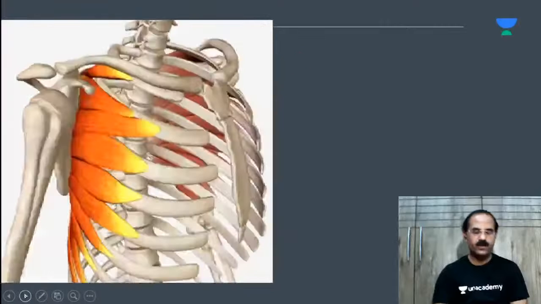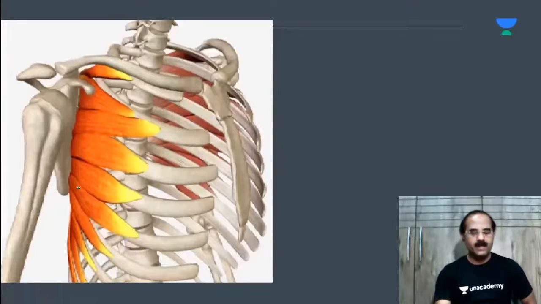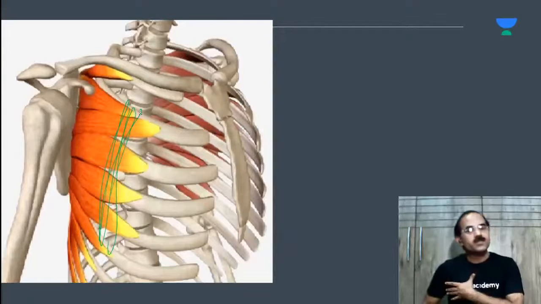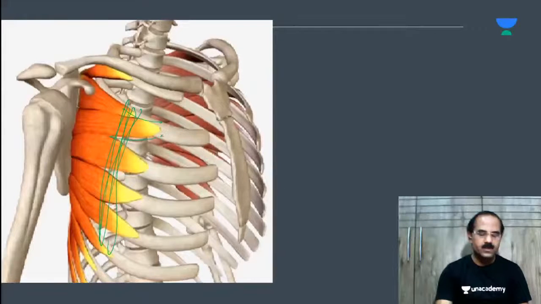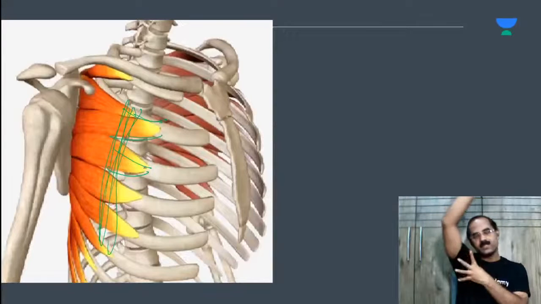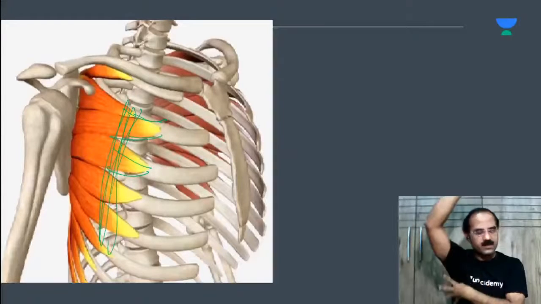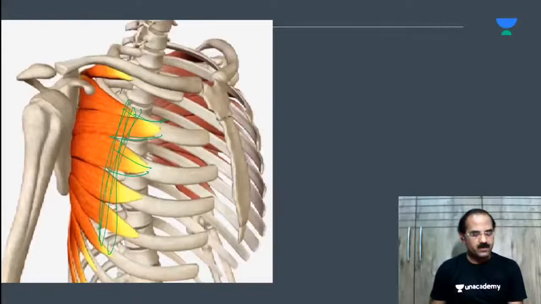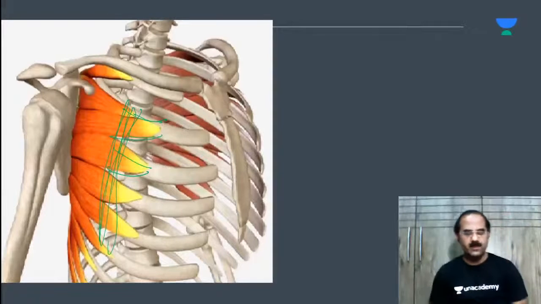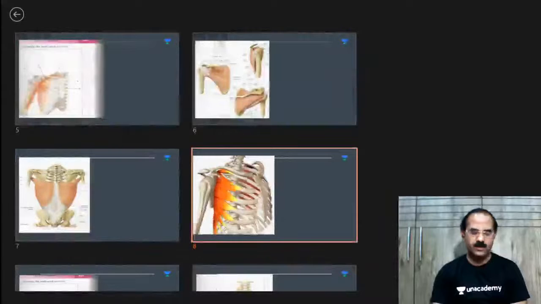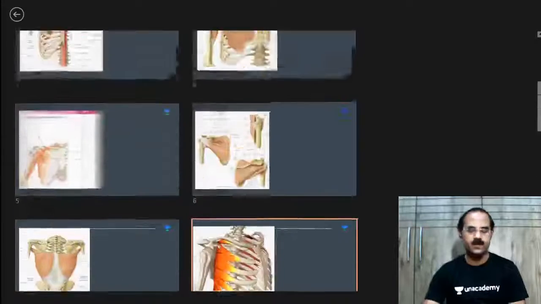Okay, fine. Now you tell me, what is this wall of the axilla? These are the ribs. So this is going to be the medial wall of axilla. The medial wall of axilla would be formed by the ribs. And what is this muscle which arises from the ribs as digitations here? This is the serratus anterior. So the serratus anterior and the ribs, they form the medial wall of axilla.